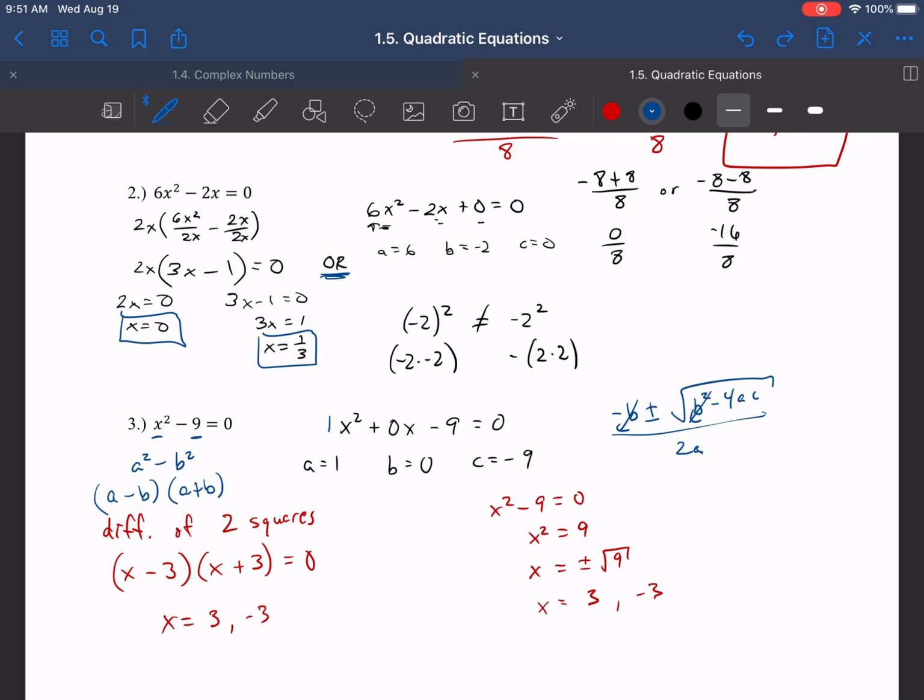And then you can go through and solve. This is x minus 3 times x plus 3 equals 0. So if x minus 3 equals 0, it's 0. If x plus 3 equals 0, it's 0. So what makes x minus 3 equal to 0? 3 does. And what makes x plus 3 equal to 0? -3 does. So we get 3 and -3.